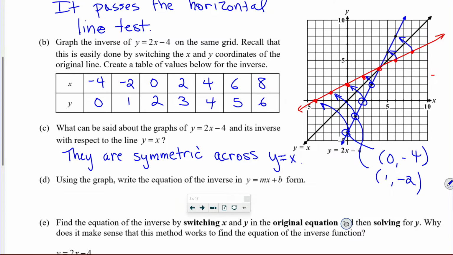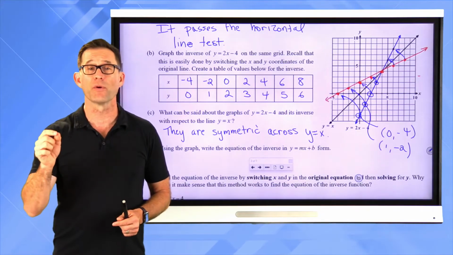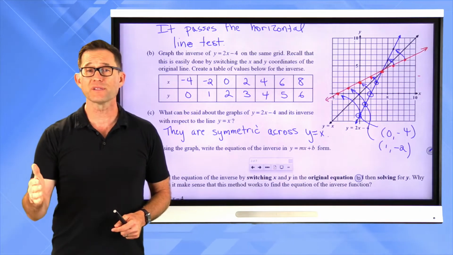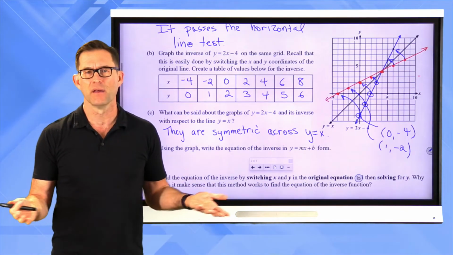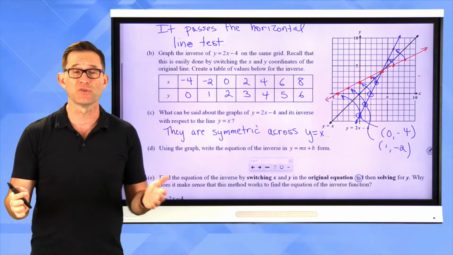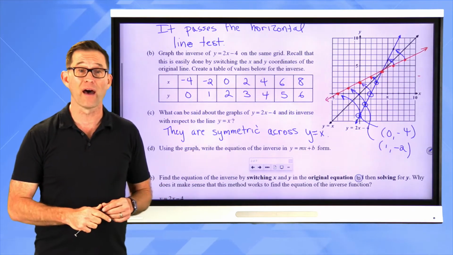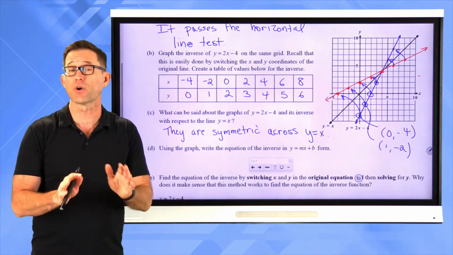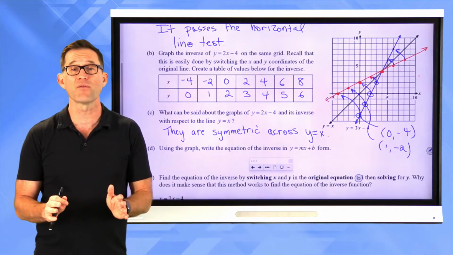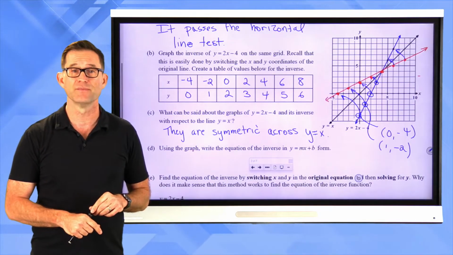Now, if you remember from geometry, that should make sense, because in geometry, when you wanted to reflect a point across the line y equals x, and this was probably something that you had to just memorize back in that course, you simply switched the x and the y coordinates. So given that that's how we graph an inverse function, it would make sense always that a function and its inverse are symmetric across the line y equals x.